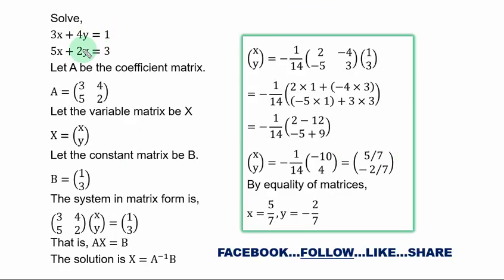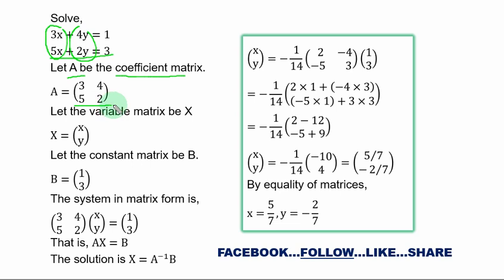Now we are asked to solve these equations. To solve the equations using the matrix inverse, we need to define 3 matrices. The first one is matrix A, the coefficient matrix. You can get that from the x's, so you have x column 3, 5, and y column 4, 2. That is what you have here.